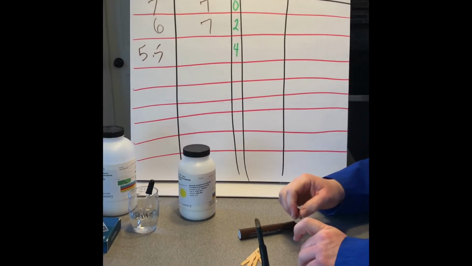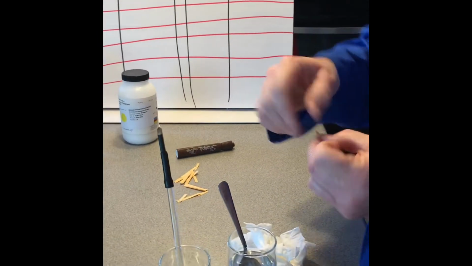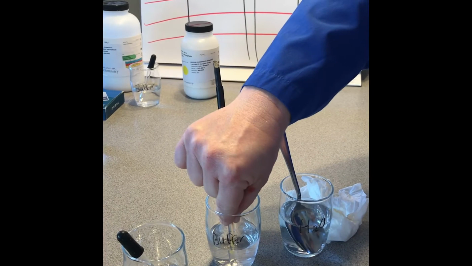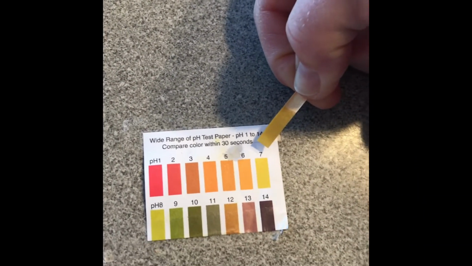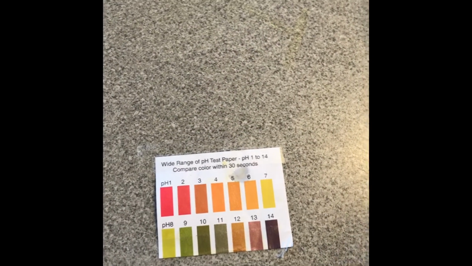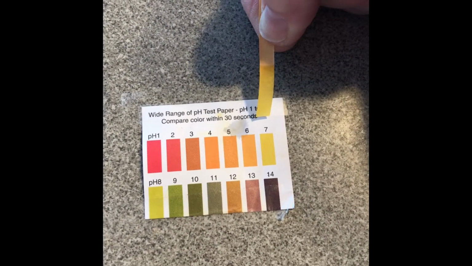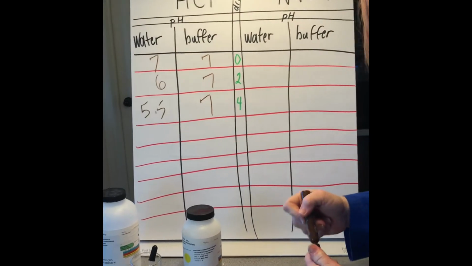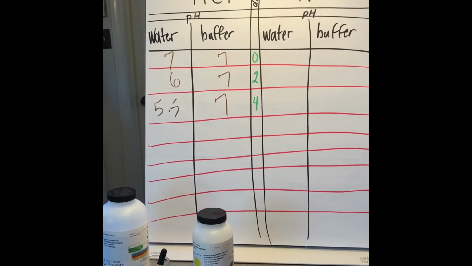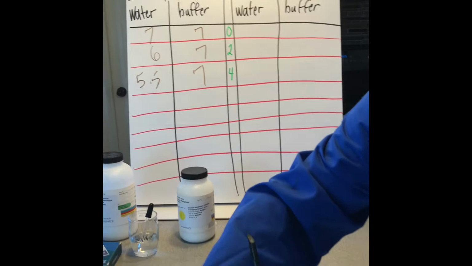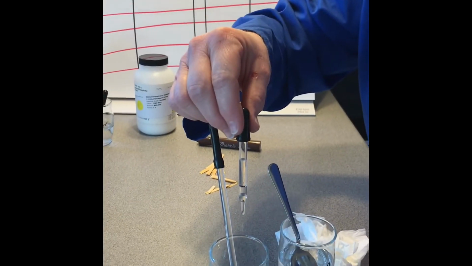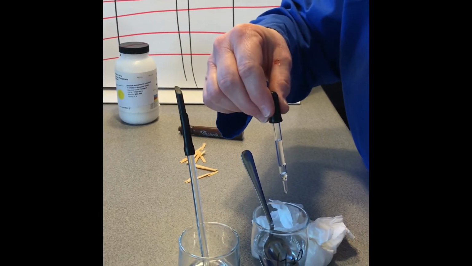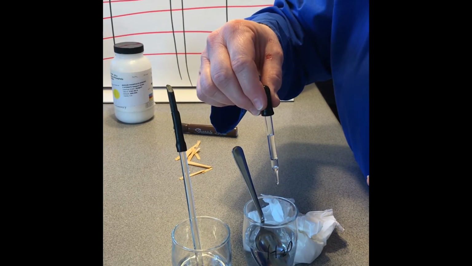And then let me try my buffer. I'm twisting this around so my fingers aren't in the way. Yeah, 7. It's still a 7, isn't it? Yeah, look at that. That buffer is holding on. It does not want to drop that pH. All right, so you know where I'm going next. 2 drops of HCl, 1, 2, I think that was 2, and 2 drops into the water, 1, 2.